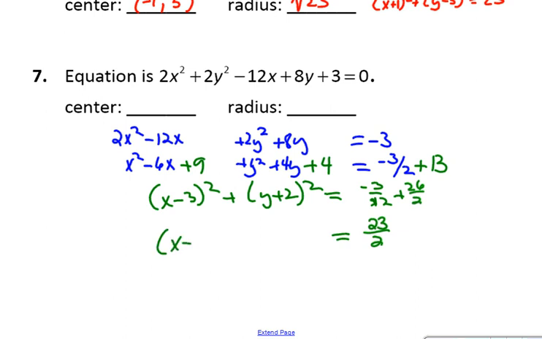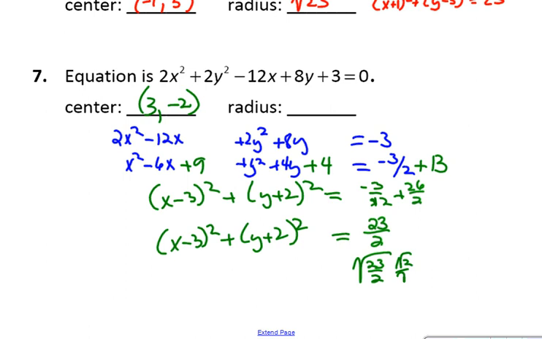So x minus 3 squared plus y plus 2 squared. So I'm getting from my center 3, negative 2. And the radius is the square root of 23/2. I need to rationalize it. So I'm going to get the square root of 46 over 2 for that answer. All right, so that was a little bit harder.